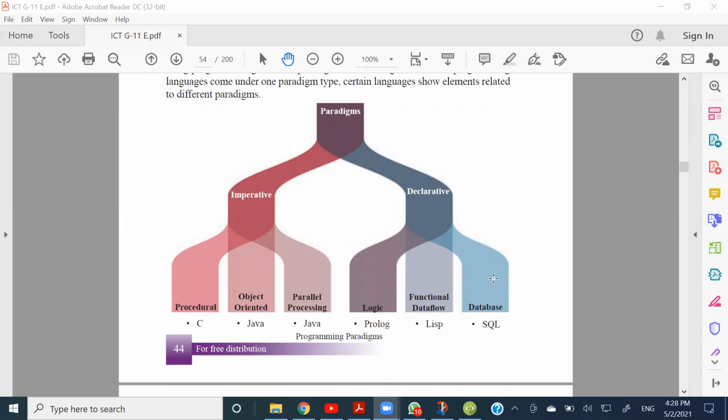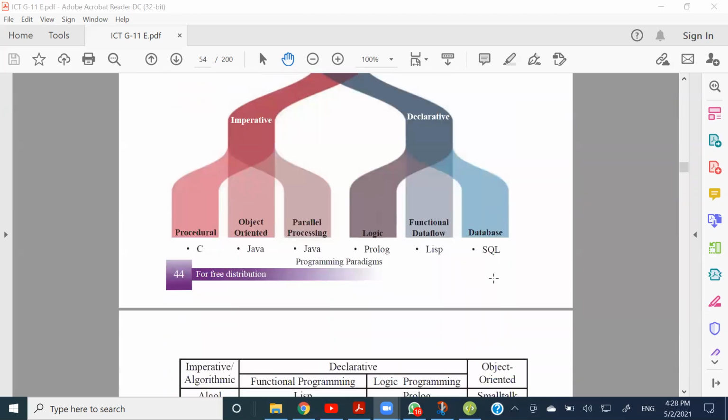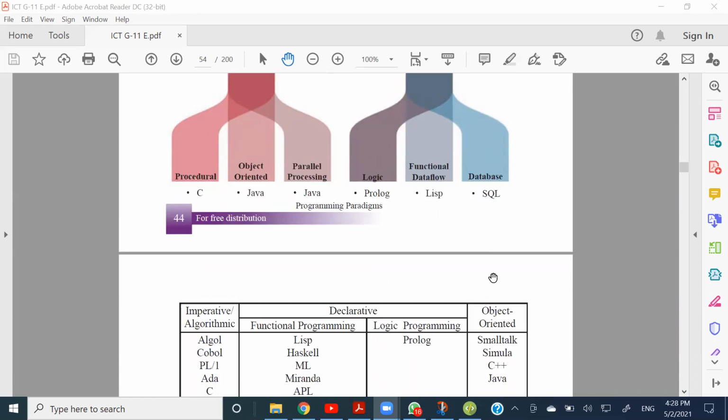So in the imperative, these are some major categories, right? There are many categories inside the imperative. So the procedural, object-oriented and parallel processing are for the imperative part, and for the declarative part, it's logical or logic, functional, data flow, and database, right? So it's different types of approach. Just take it like that, right?